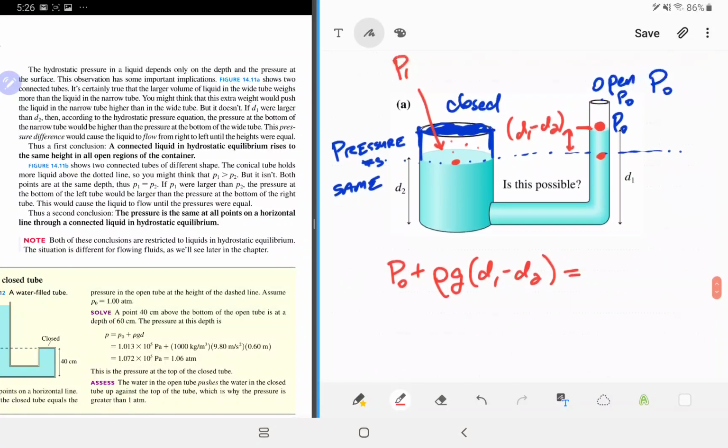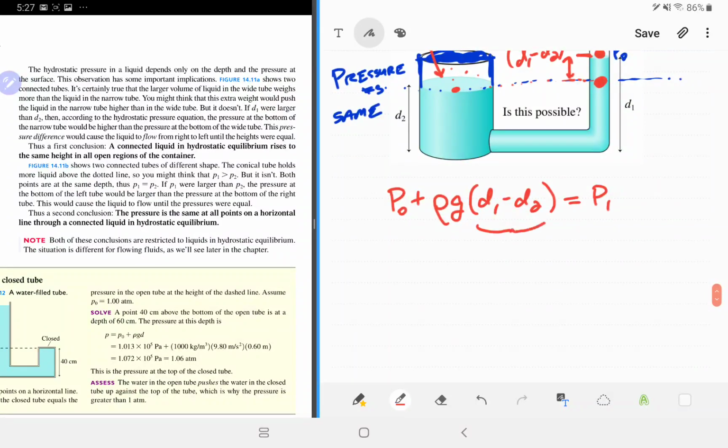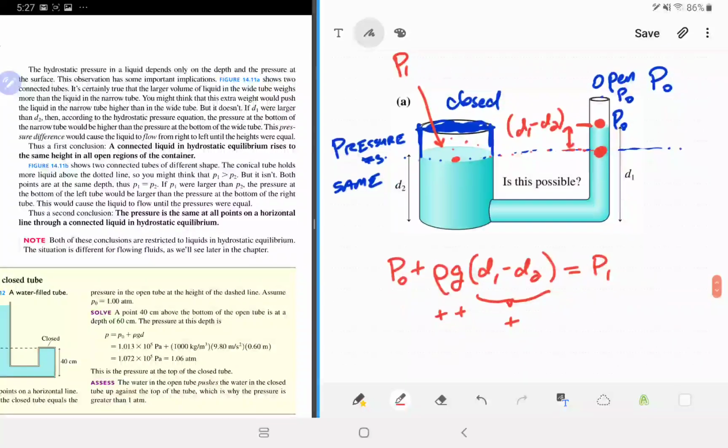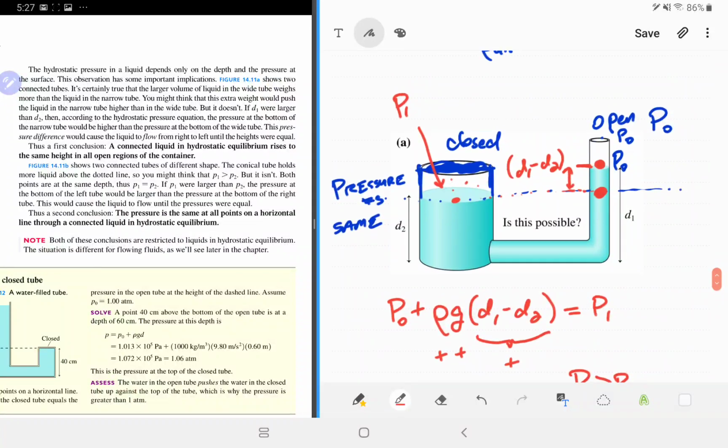Then that's equal to the pressure right here, which is equal, because of the second bolded statement in the textbook, to the pressure right here, which is the pressure P1, the pressure inside this closed cylinder on the left-hand side here. This is equal to P1. So we already saw before, this is a positive quantity. And then obviously the density and the gravitational constant are positive. So P naught plus a positive quantity equals P1. P1 is greater than P naught. So the pressure in this closed cylinder is greater than atmospheric pressure, which kind of makes sense.